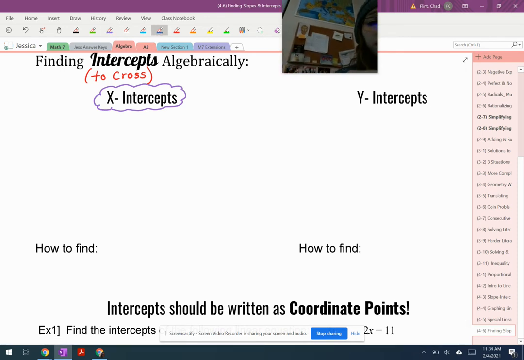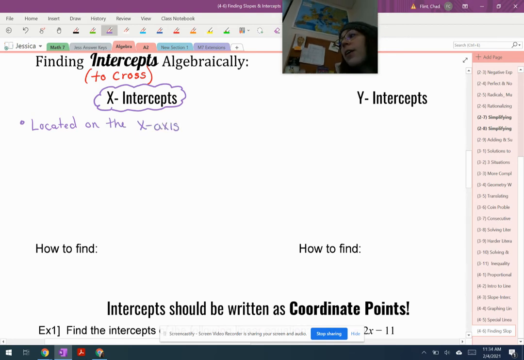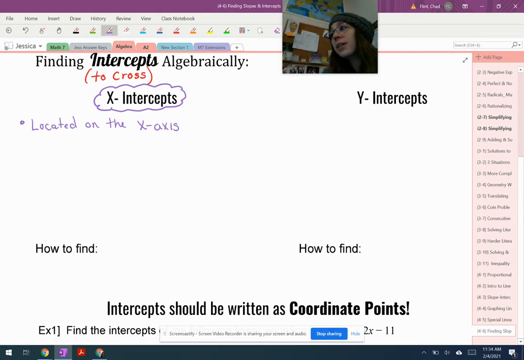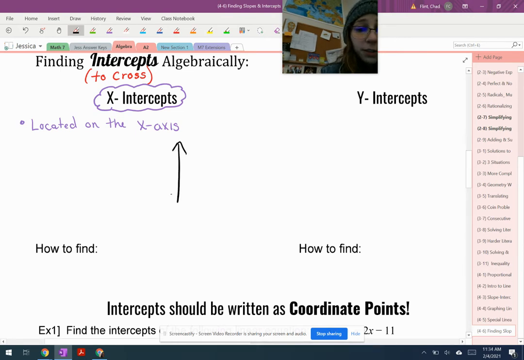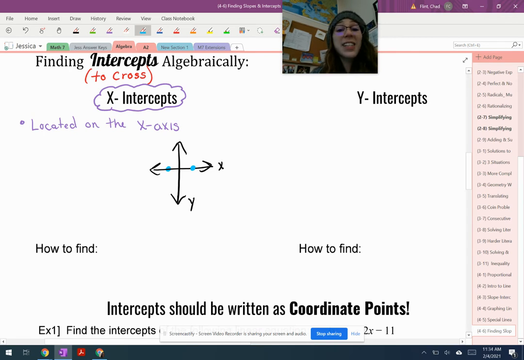X-intercepts are conveniently located on the x-axis, right? It's where that graph crosses the x-axis, where it intersects the x-axis. So if I look at a little example here, a little grid, a little xy axis, if that point is somewhere on that x-axis, every single point that falls on the x-axis has a y value of what?